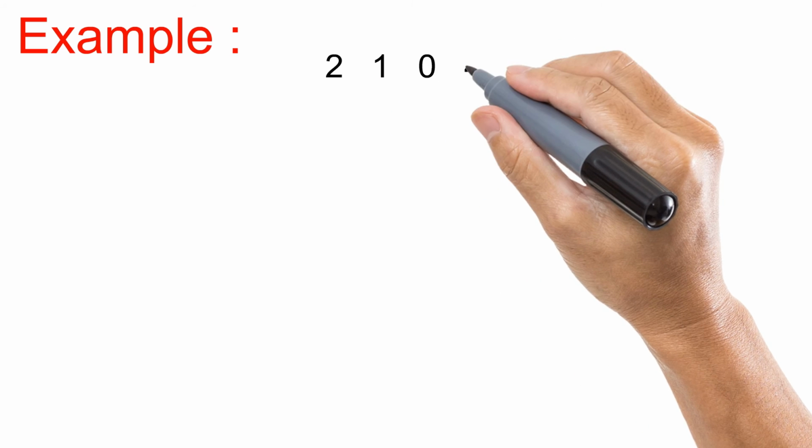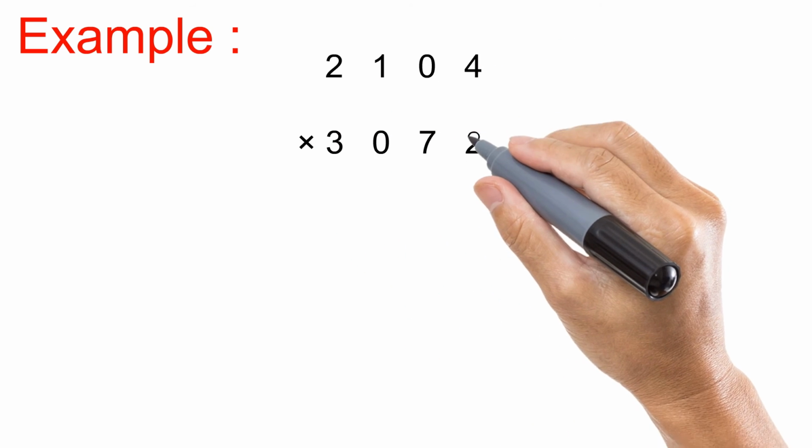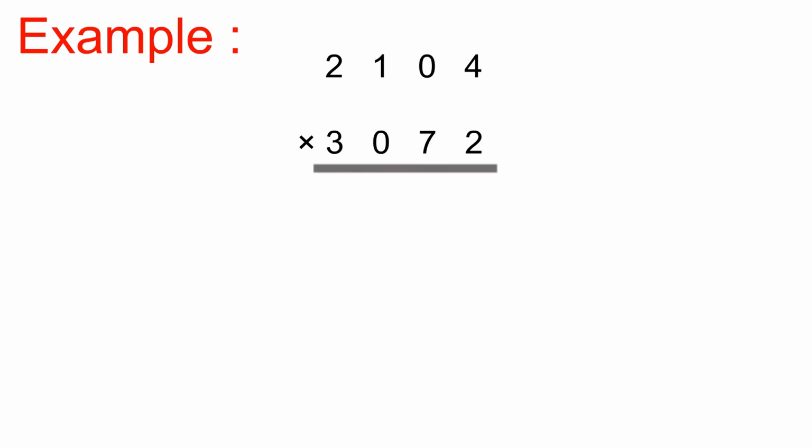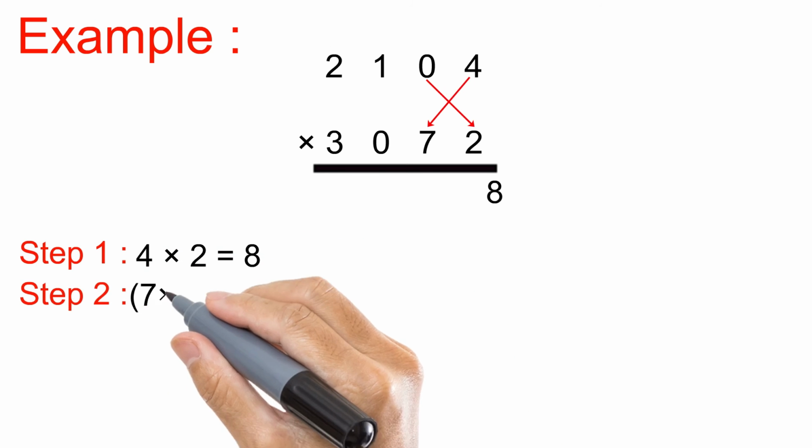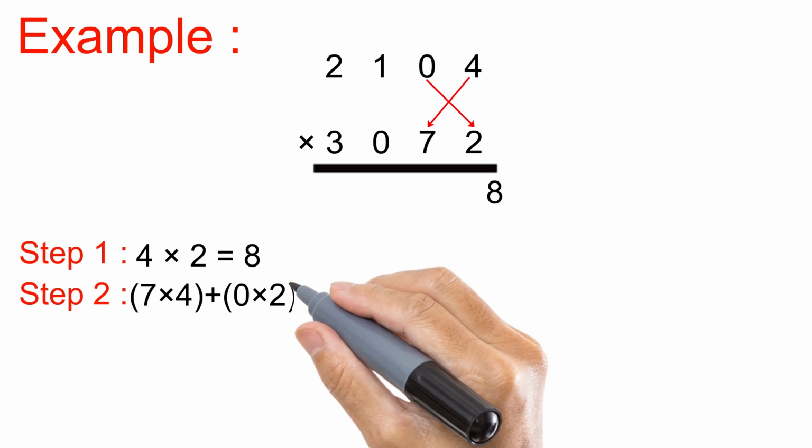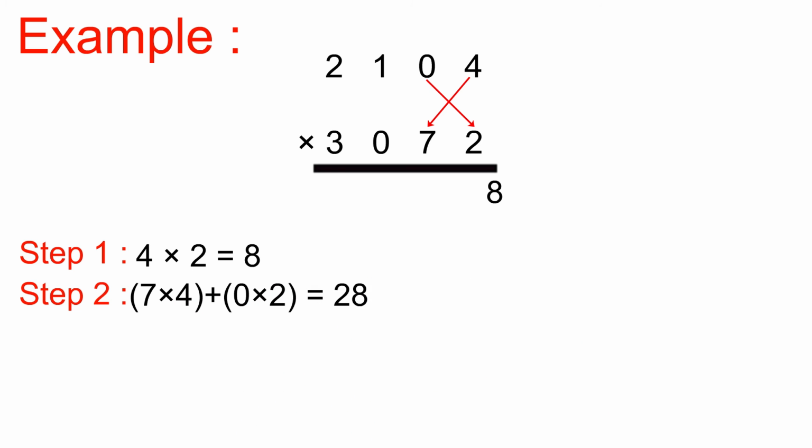Suppose we want to multiply 2104 by 3072. Then there will be 7 steps involved. Step 1, 4 into 2 is 8. Step 2, 7 into 4 plus 0 into 2 is equal to 28. We put 8 and 2 will be carry over.